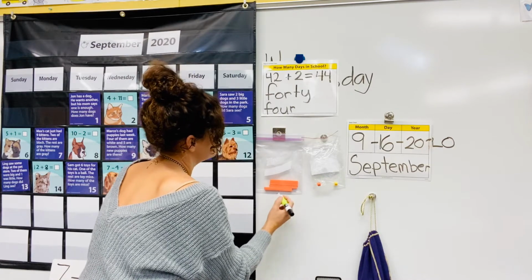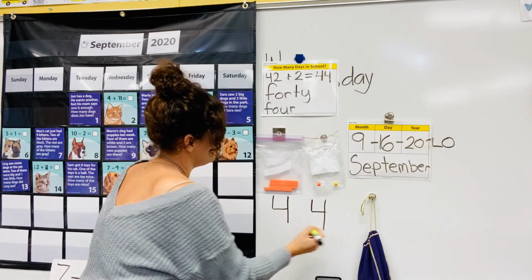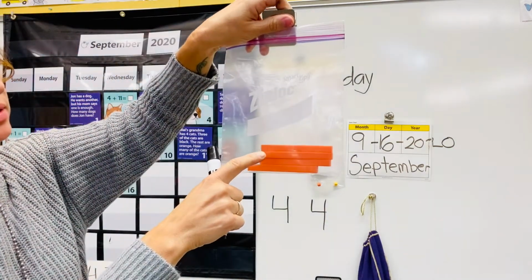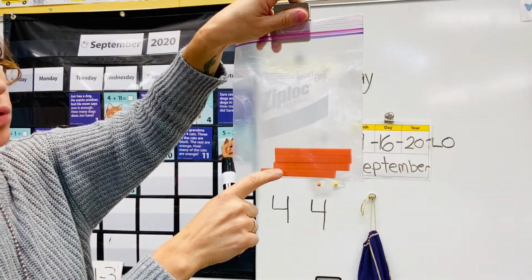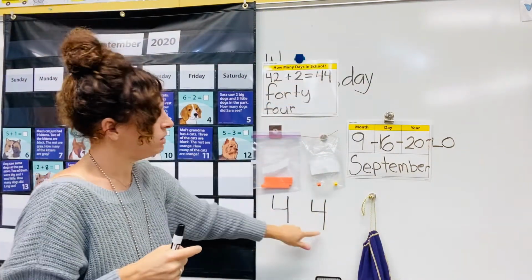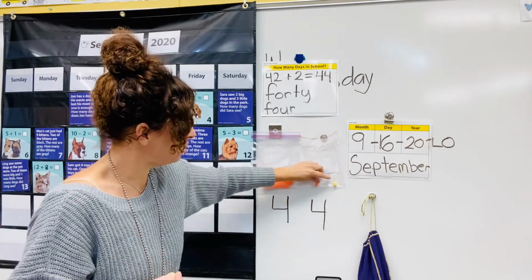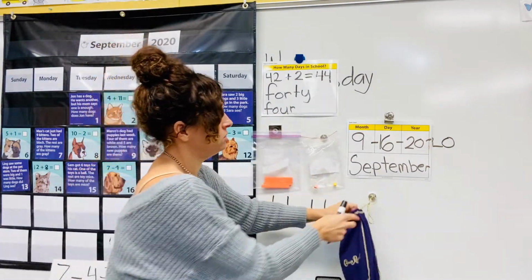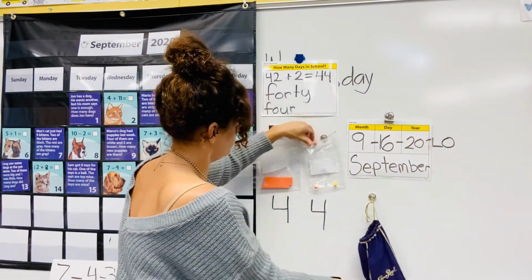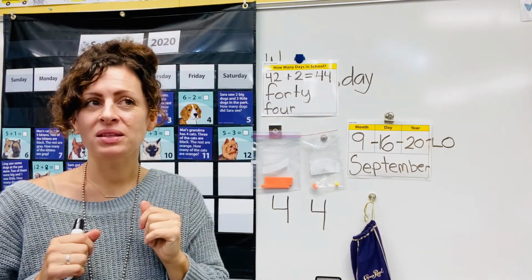And 44, well, that means if we have 44, there's our number 44. We have how many 10s? 10, 20, 30, 40. We still have 1, 2, 3, 4 fours. And how many 1s should we have? We should have 4 1s. Right now, we only have 1, 2. So we're going to add 2 more 1s. There we go.